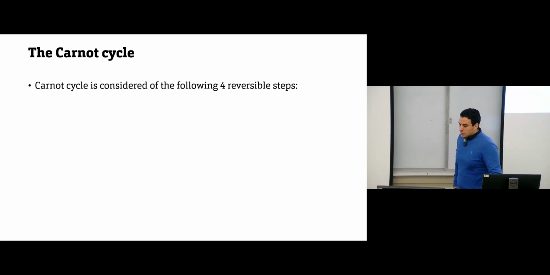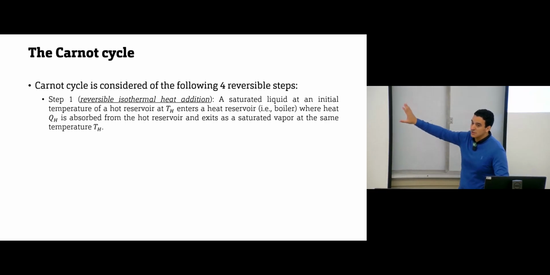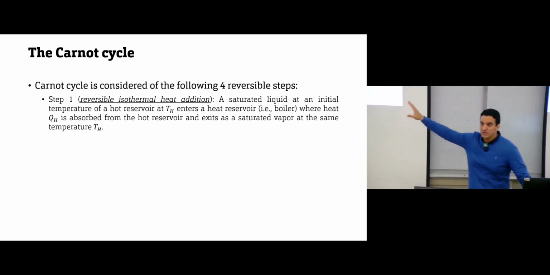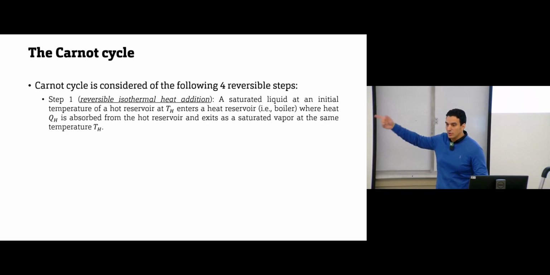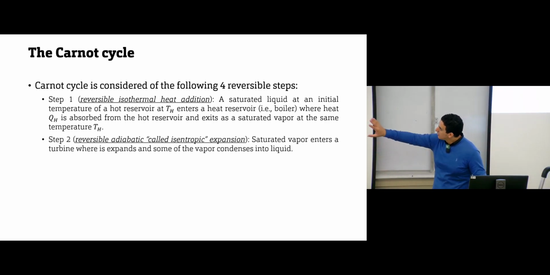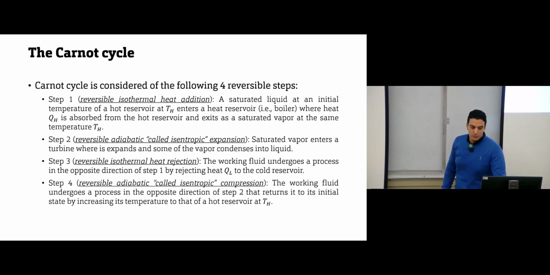Okay. So again, in the slides, when I show you, you will see a detailed explanation of all the steps. Step number 1, reversible isothermal heat addition. You will see the description. What is the phase of the inlet? What is the phase of the outlet? The name of the unit we have here, and then what is happening. Step number 2, detailed description of this one. Step number 3, step number 4 for the Carnot cycle.